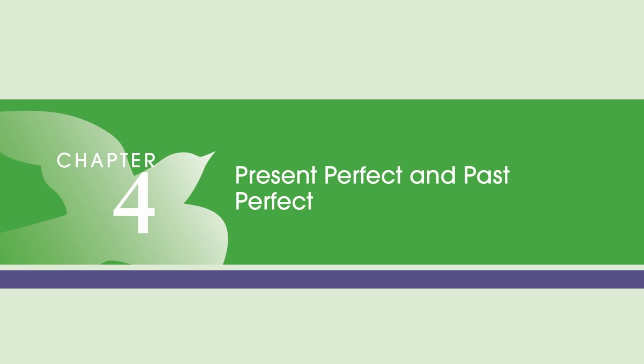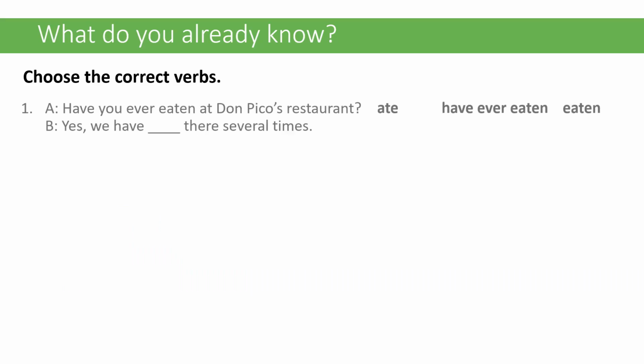Okay, so in this chapter, which is chapter 4 of Fundamentals of English Grammar, you're going to learn about the present perfect and the past perfect. This is lesson 1. So in this lesson, you'll learn about the present perfect. So let's look at what you already know.